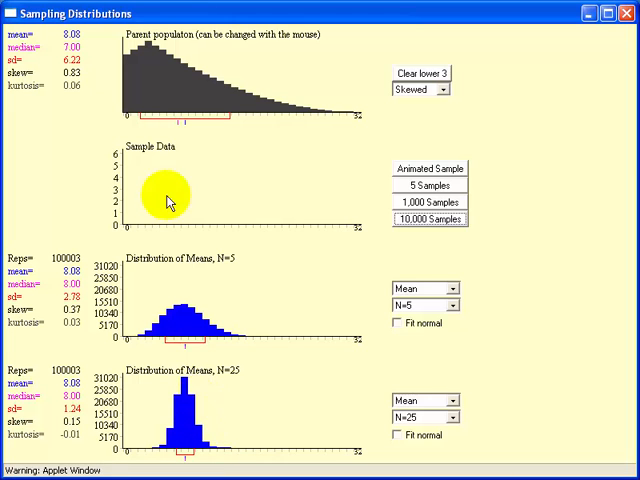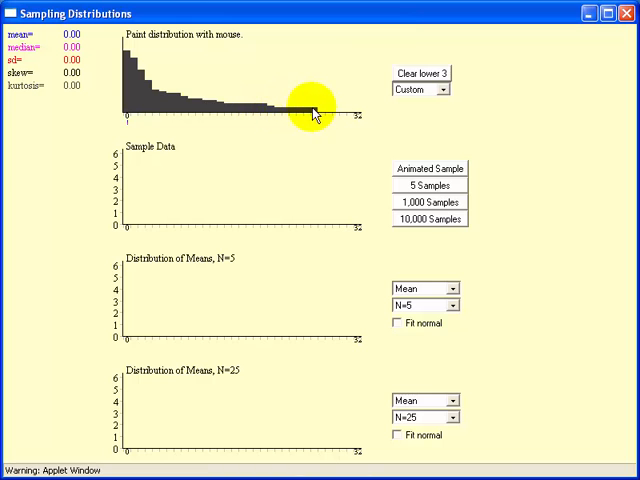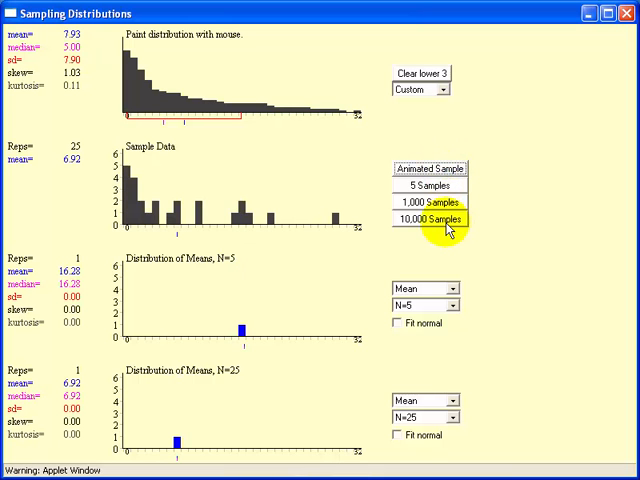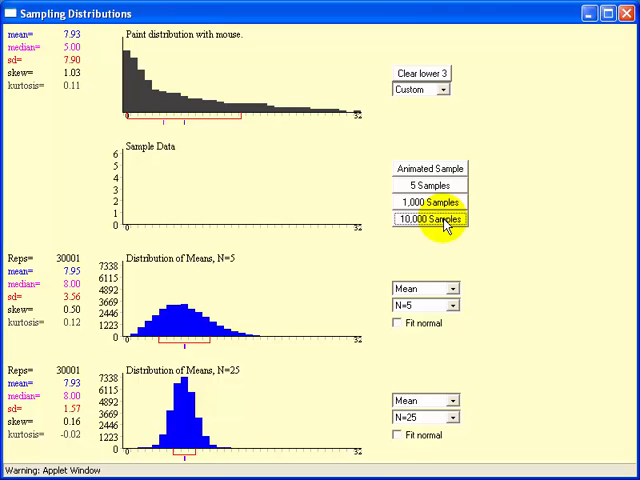For example, I could make a really wicked one here. Let me go down to custom, and I'll make something really, really, really skewed. Now that one's pretty nasty. Look at the difference between your median and mean. And you can see a big positive skew. That's really, really skewed. Now, as before, we can repeat this process. I'll go ahead and get 100,000 here.